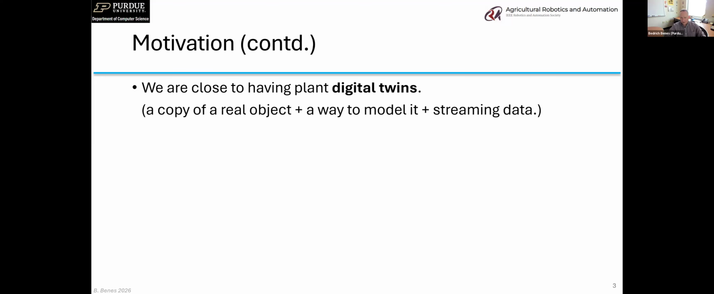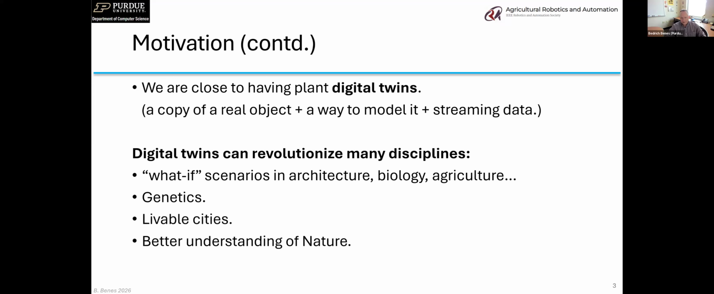The digital twins started in computer-aided design, I believe it was NASA that had virtual models of their spacecraft and so on. Now, if we have digital twins, then it would theoretically have a huge impact on many disciplines.